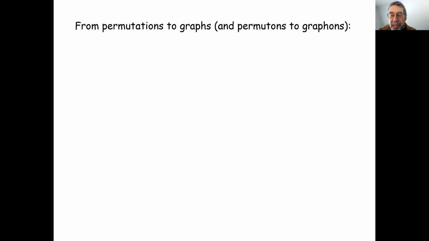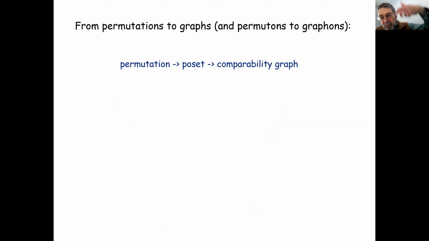To get from permutations to graphs, we could take a permutation. So think of that permutation as an ordering of the numbers from 1 to n. We can intersect that ordering with the standard ordering of the numbers from 1 to n, right? So that gives us a partial order where i is less than j if i is a smaller number than j, and also i comes before j in the permutation ordering. And then we can look at the comparability graph of that poset, and that gives us a graph.